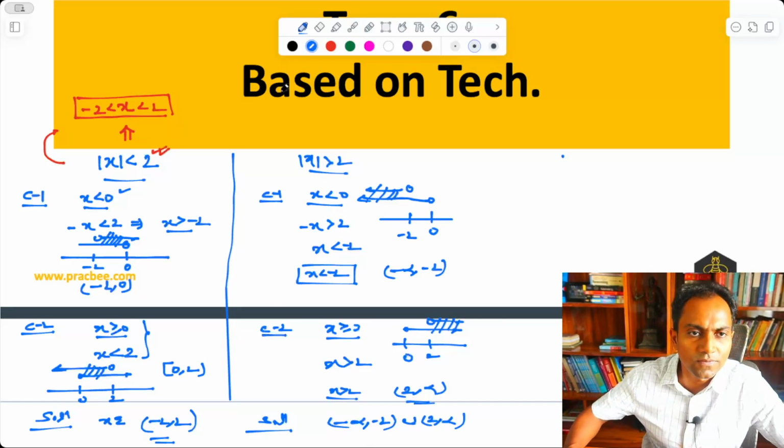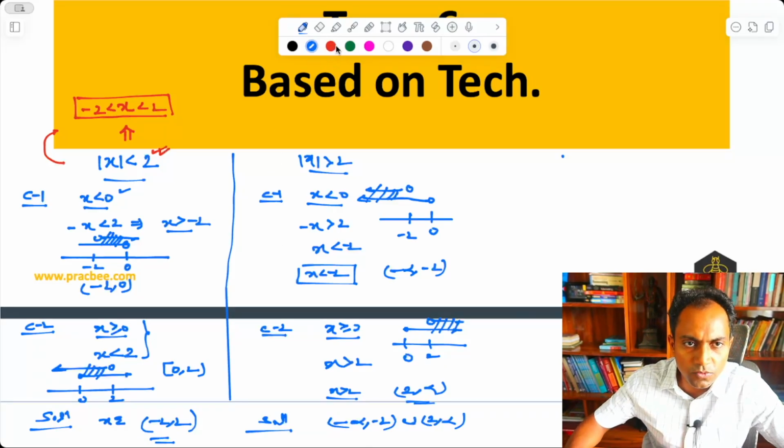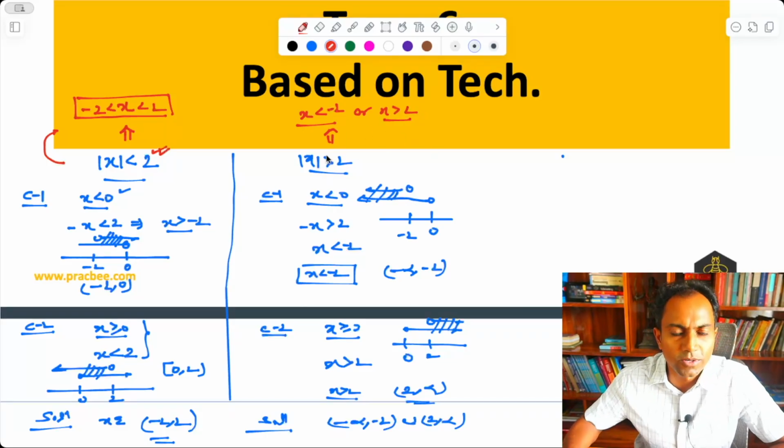Once you have got this, now we can summarize this. So, instead of doing this, what I could do is basically I can do this quite fast. Whenever this is given to me, I can write this as either x would be smaller than minus 2, or x would be greater than 2. So, this becomes a shortcut that we can directly go from here to it.